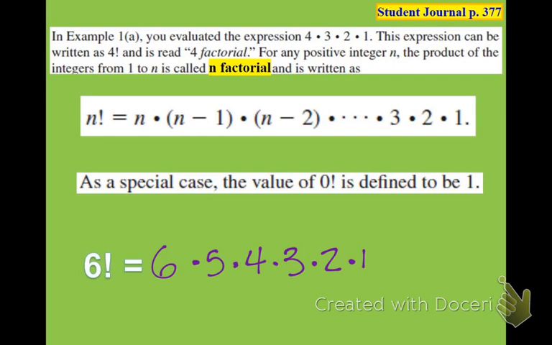All right, so what is 6 times 5 times 4 times 3 times 2 times 1? It is definitely not 30. 6 times 5 is 30. Times 4 is 120. Times 3 is 360. 360 times 2 is 720. It's 720.